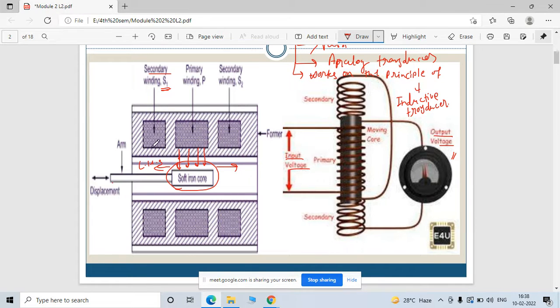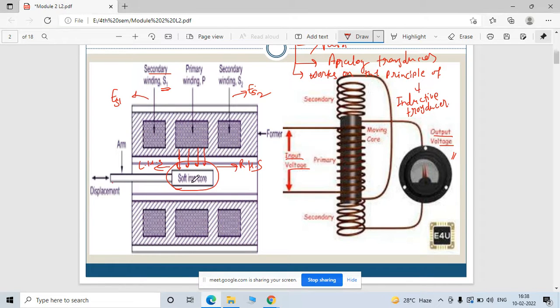So at that time this S1 is responsible for the E1, right? I can say this is responsible for the E1, and this is ES1, and this is for ES2. ES1 is the induced EMF for secondary winding one, and this is the induced EMF for secondary winding two. So this is your left hand displacement, and this is your right hand displacement.